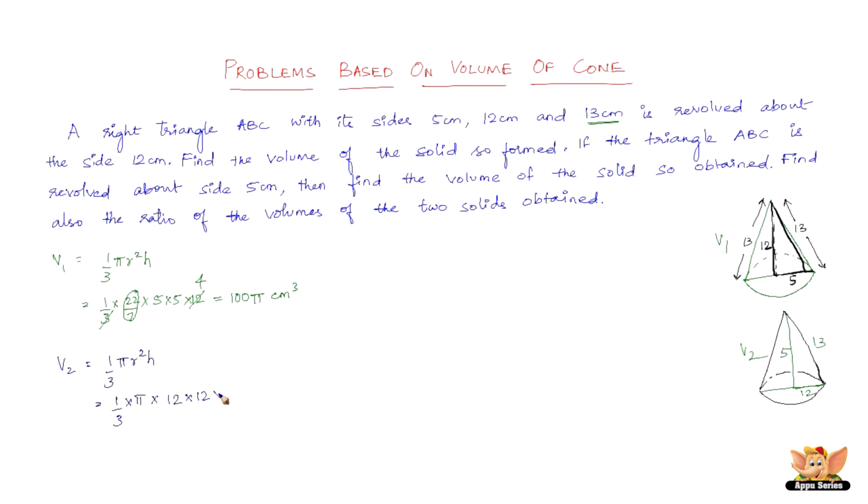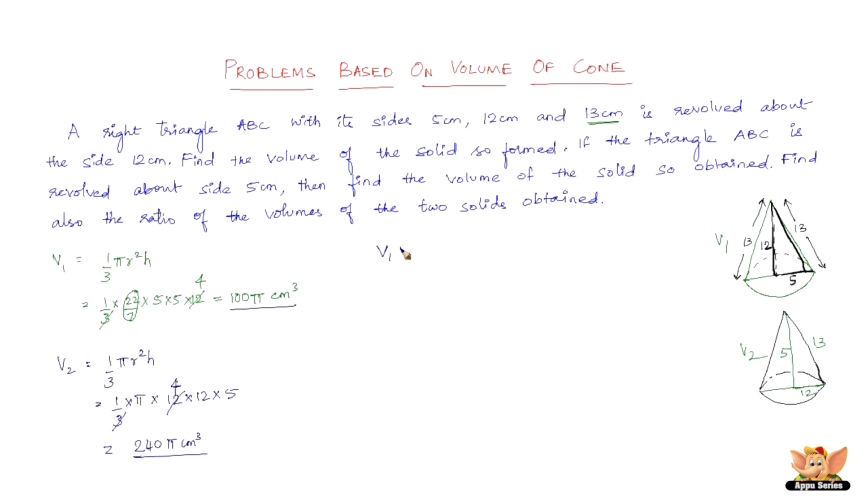So 12 into 12 into height 5. So we have 4 times 12. And then this gives us exactly 240 pi centimeter cube. So now we've got both the volumes. One is 100 pi centimeter cube and the other is 240 pi centimeter cube.